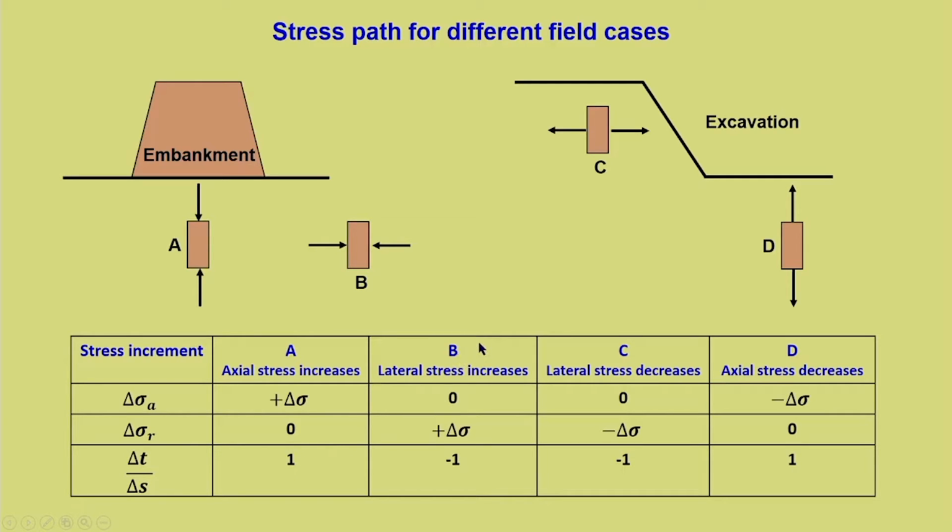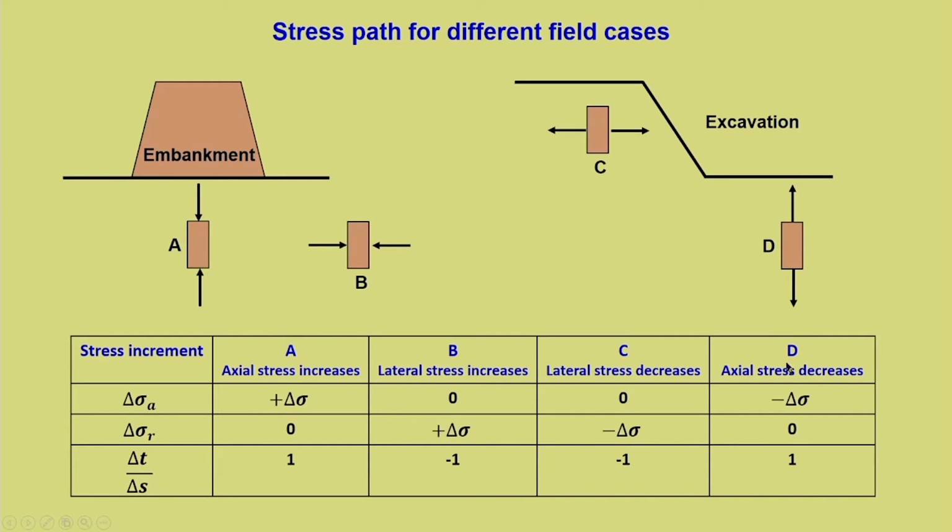Now, in the case of case B, delta sigma A is 0, there is no change, but the lateral stress is increasing. So, delta sigma R is equal to plus delta sigma. Now, when you substitute this in delta t by delta s, we will get minus 1 as the slope. Now, case C is the case of excavation, where delta sigma A is 0 and delta sigma R is released. So, it is minus delta sigma and the slope will be again minus 1.